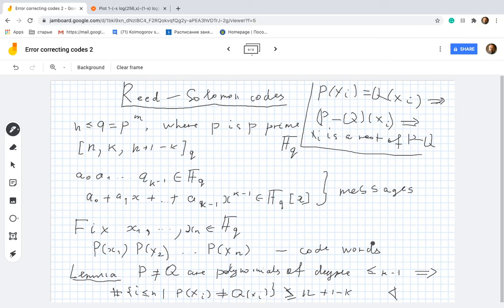And so Reed-Solomon codes lie on the singleton bound. That means that given n and q, we can't increase the rate keeping the minimum distance, or increase the minimum distance keeping the rate. They are perfect in a sense.